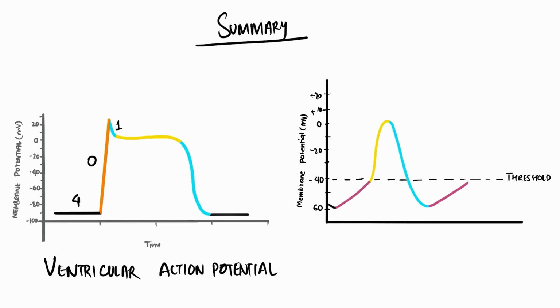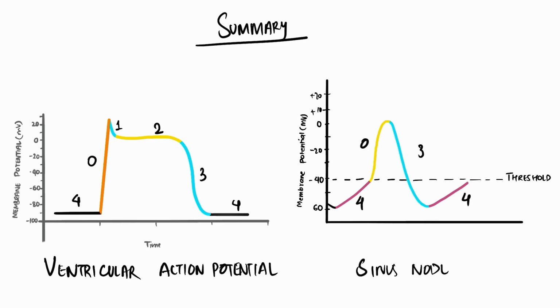And then we've got phase 2, that is the plateau phase, caused by opening of L-type calcium channels and at the same time decreased potassium efflux. Then we've got phase 3 repolarization. It is caused by closing of calcium channels and opening of potassium channels.